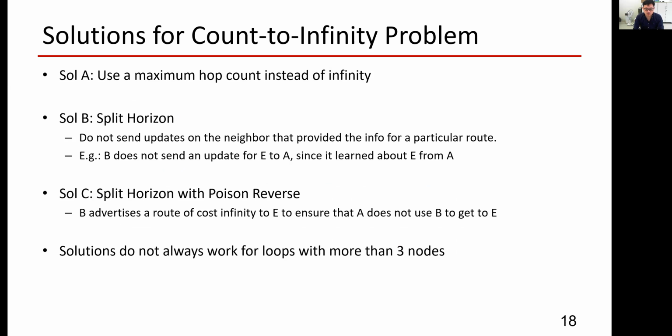Okay. And split horizon with the poison reverse. Poison reverse is B advertising the route cost of infinity to E, ensuring that A does not use B to get to E. So if it is looping through, then you shouldn't. So the poison reverse means, if a message I sent comes back to me, then that is a poison reverse, and I can ignore that. The solution does not always work for loops when there are more than 3 nodes. If the configuration is very complex, then sometimes it is not working properly.